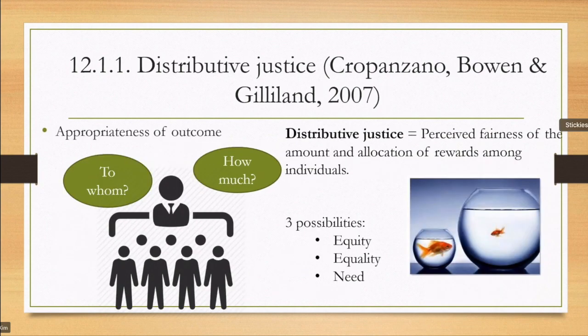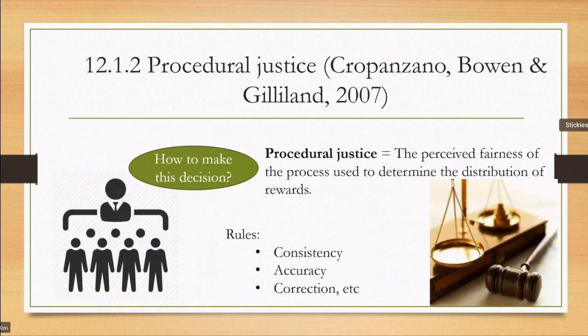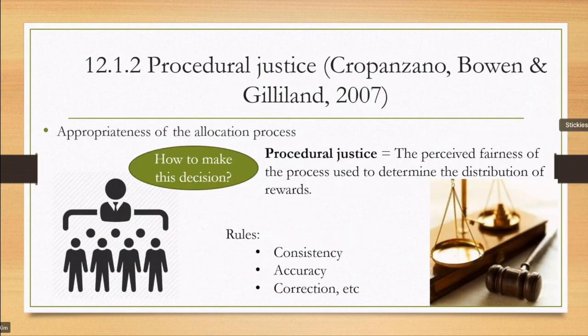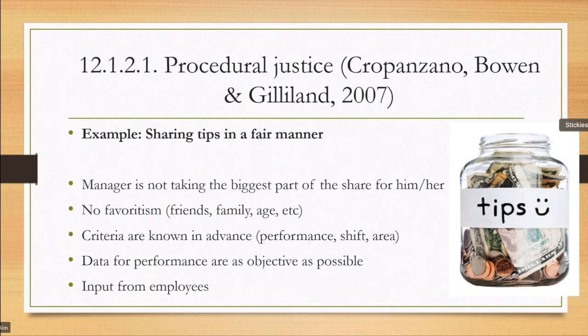So procedural justice, also very self-explanatory. I will skip this quickly because it's the last thing we've done, so I think it's pretty clear as well. The manager is not taking the biggest part of the share for him or herself. So procedural justice means sharing tips in a fair manner. In this case, you need to have clear, fair distribution practices: no favoritism, criteria known in advance, which is very important, and performance data as objective as possible. So of course you have to have objective KPIs in some way to get that result.